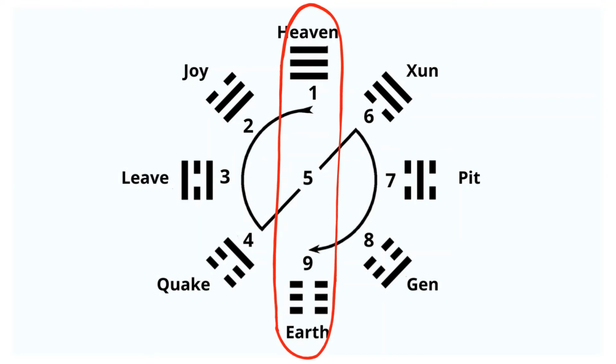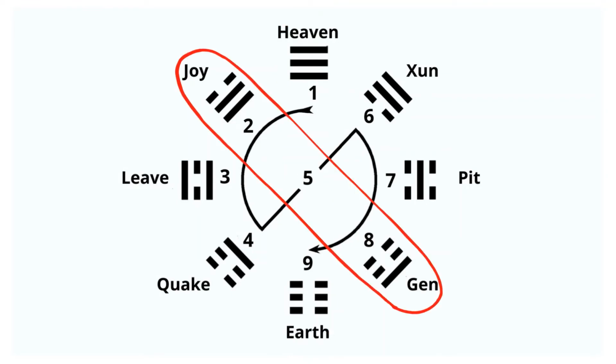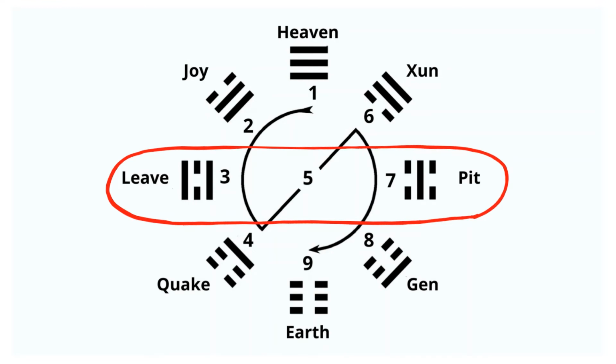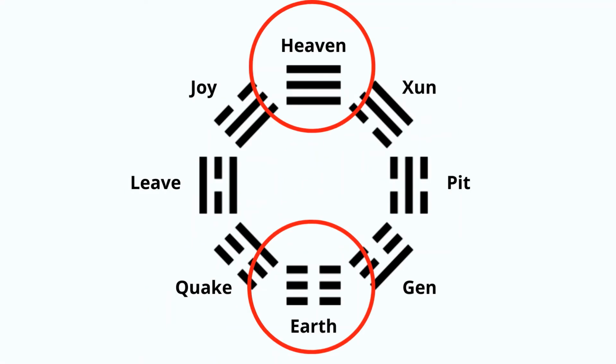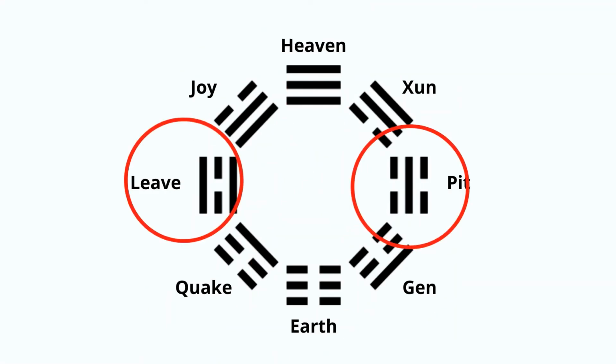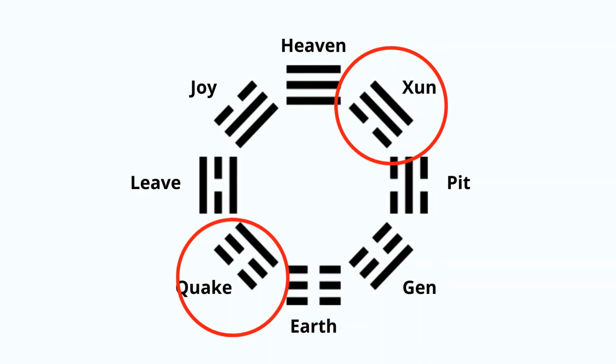Heaven plus earth equals 10. Joy plus Gen equals 10. Fire plus Pit equals 10. Quake plus Wind equals 10. Symbol-wise, it also embodied the concept of wholeness in one way or another. They are all placed in the opposite direction.